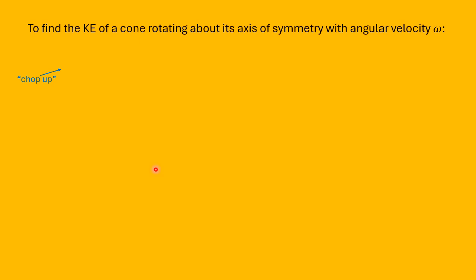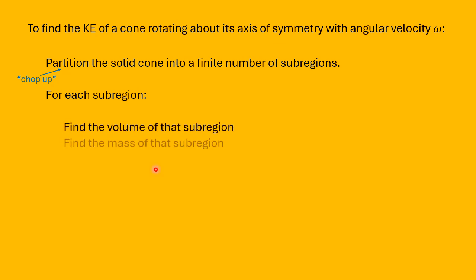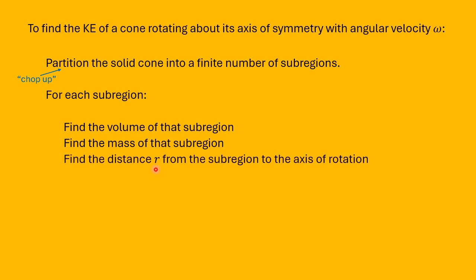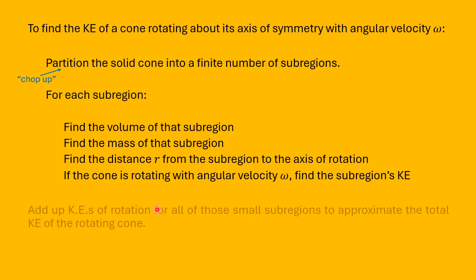To find the kinetic energy of a cone rotating about its axis of symmetry with angular velocity omega, we will first partition the solid cone into subregions. For each subregion, we will find the volume of that subregion, find the mass of that subregion, and find the distance r from the subregion to the axis of rotation. And if the cone is rotating with angular velocity omega, we will find the kinetic energy of that subregion, and then add up the kinetic energies of rotation for all of these small subregions to find the total kinetic energy of that rotating cone.